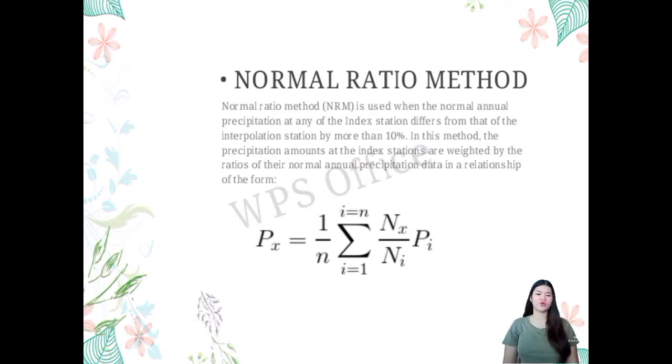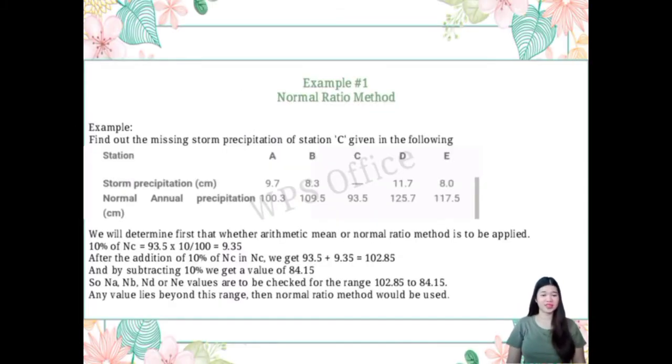So, ayan po yung formula for normal ratio method. Px is equal to 1 over n summation of nx over ni times pi. So, example po for normal ratio method. Find out the missing storm precipitation of Station C given in the following. So, Station A, B, C, D, and E. Storm precipitation: Station A 9.7, Station B 8.3, missing po sa Station C, and then D 11.7, Station E 8.0.